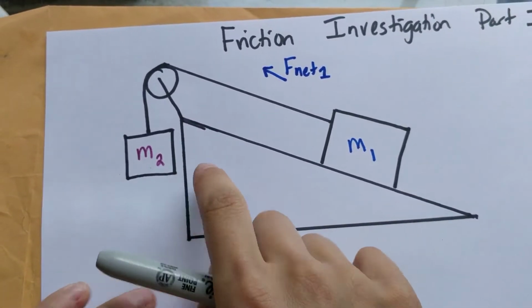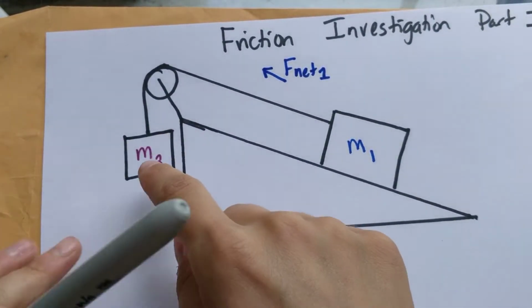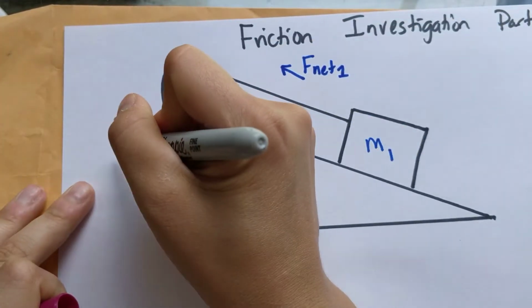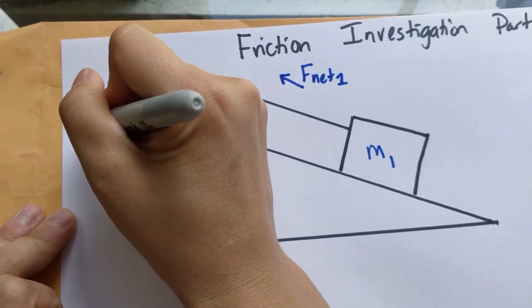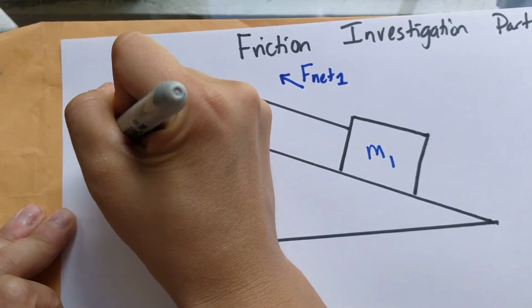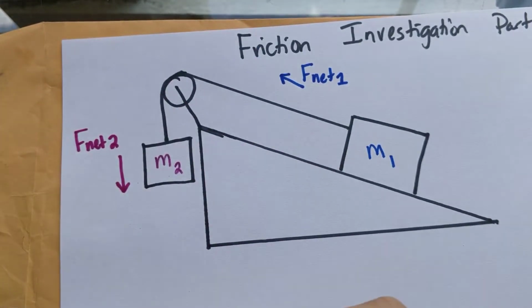Likewise, the hanging mass, what I'm calling M2 in my drawing, it's going to be accelerating towards the floor, and I will denote that, and I will label this vector F net 2, and it goes down.